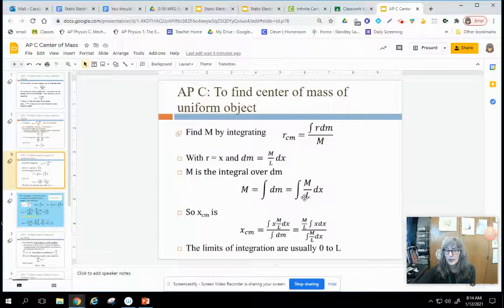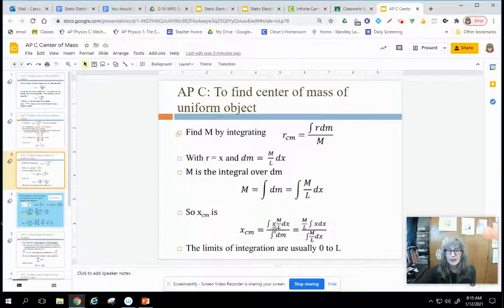So this part here, our total mass is going to be the sum of all the little dm's. So if you do that, going over 0 to L, this part here is going to just be M, which is awesome because that's what you want it to be. So you don't really need to do this part, but I wanted you to see it because if it's a mass distribution and not a uniform object, then this is different.